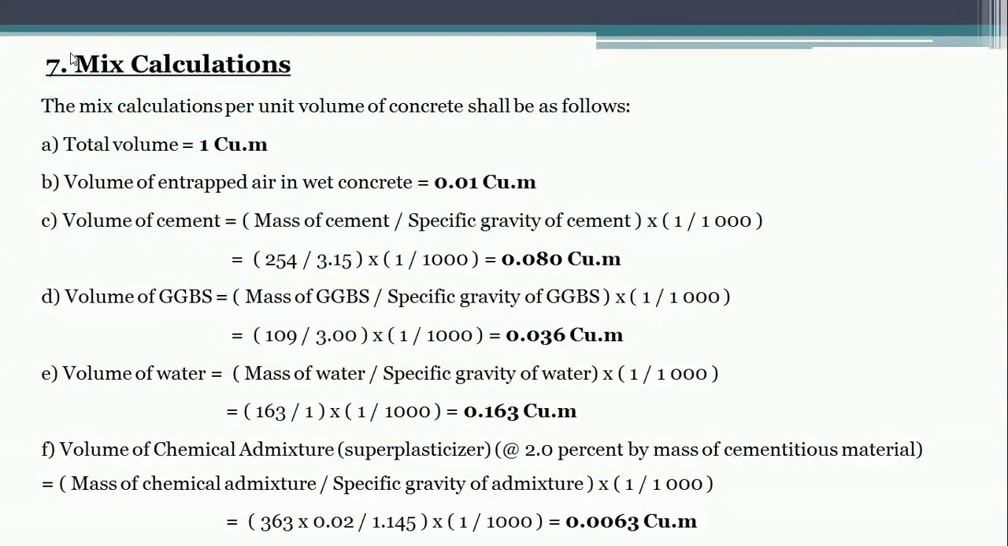In that we deducted 30% for GGBS. So for chemical admixture, you should not take 254, that is the mass of cement. You have to take the total mass of cementitious material. So 363 was the total mass of cementitious material, into 2% of the chemical admixture. 2 by 100 you will get 0.02, divided by 1.145, the specific gravity, into 1 by 1000, you will get 0.0063 cubic meter. I hope you understood this calculation. So 2% of the total mass of cementitious material, so 2% of 363, it is not 254.